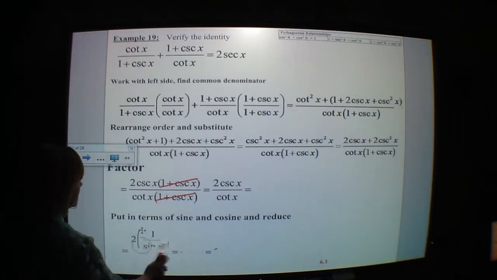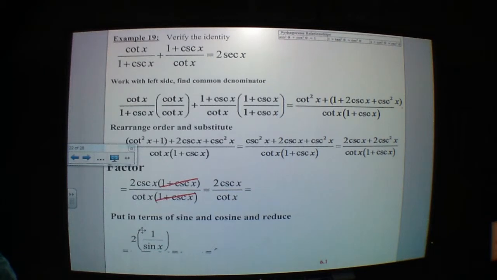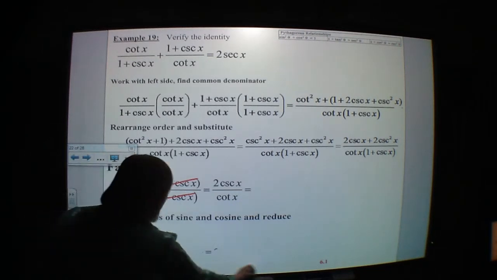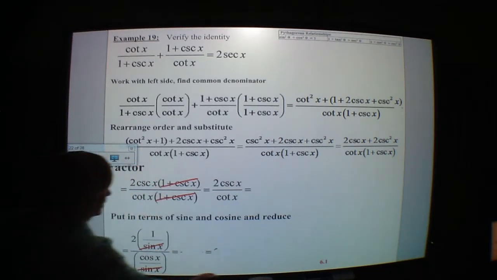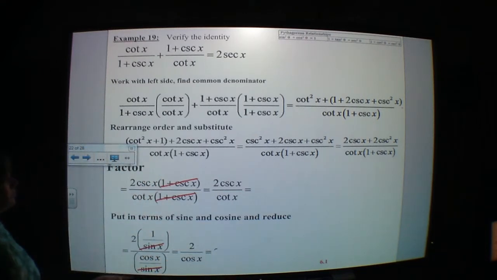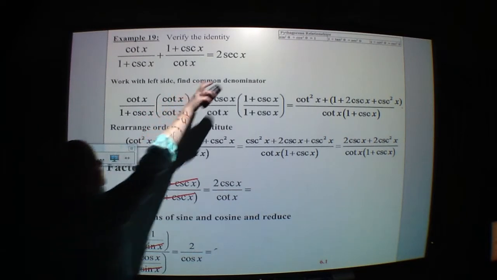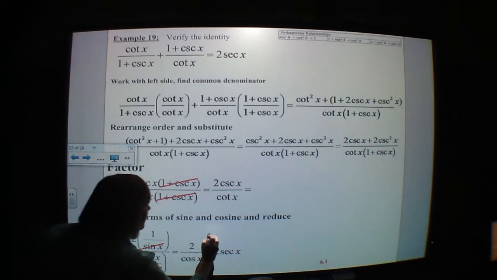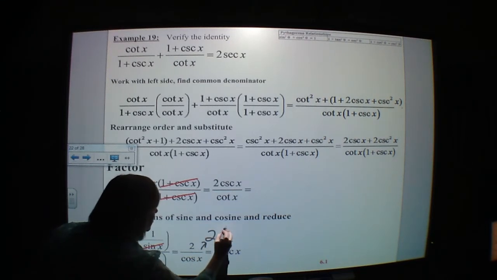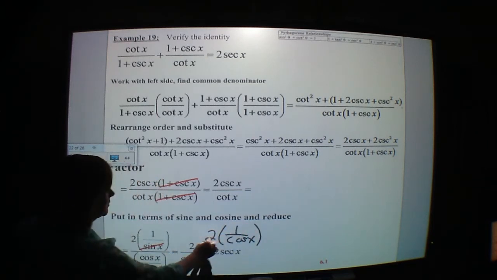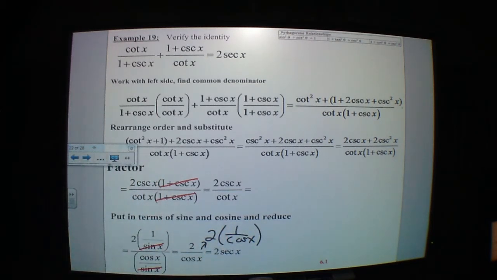So I have 2 times. Cosecant is reciprocal sine, so 1 over sine. Cotangent is cosine over sine. These sines cancel out. Multiply top and bottom by sine, they cancel out. So I have 2 over cosine. And the reciprocal of cosine is secant. And if you have trouble seeing that, write it in 2 steps. From there you could go 2 times 1 over cosine of x. That's secant, 2 secant. Done.